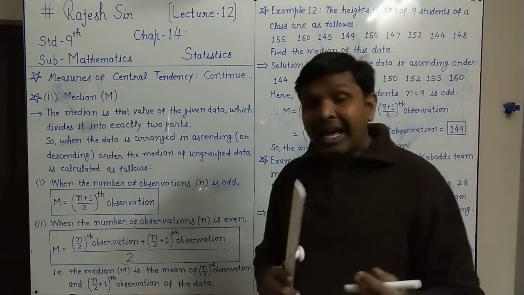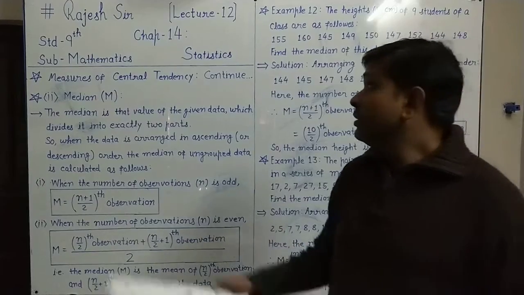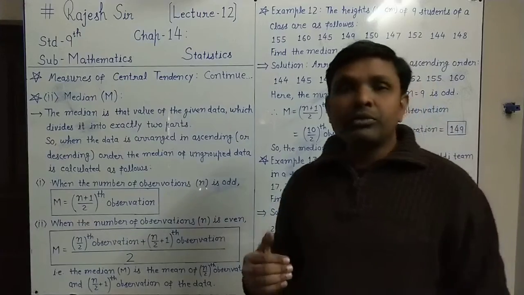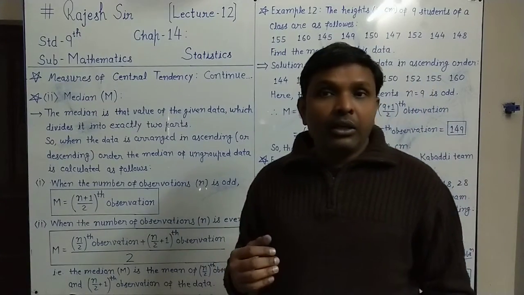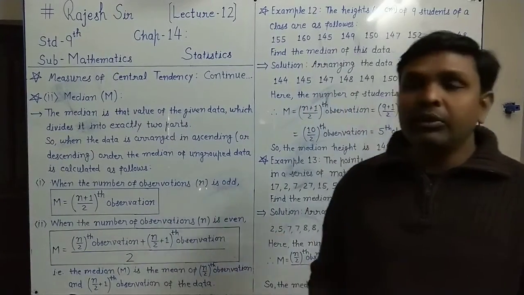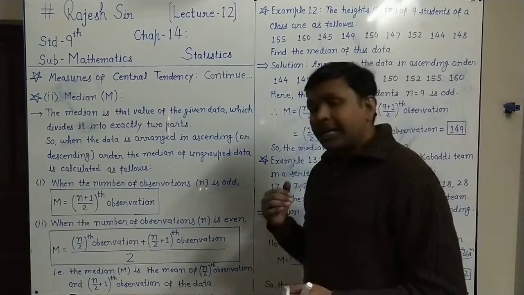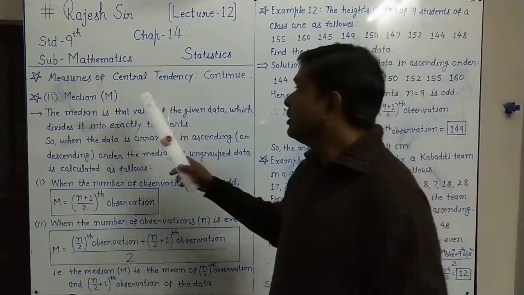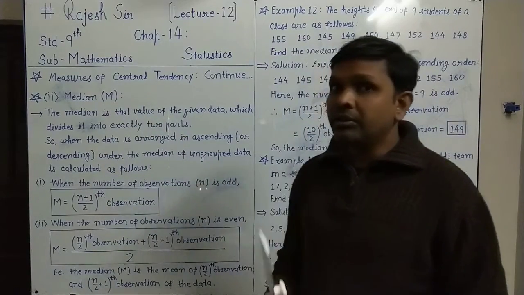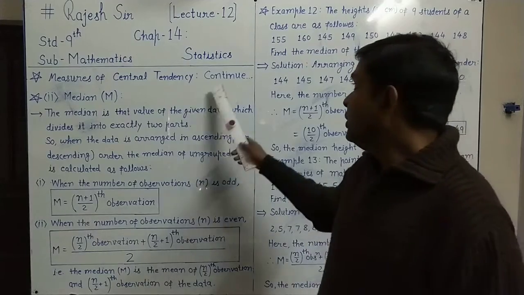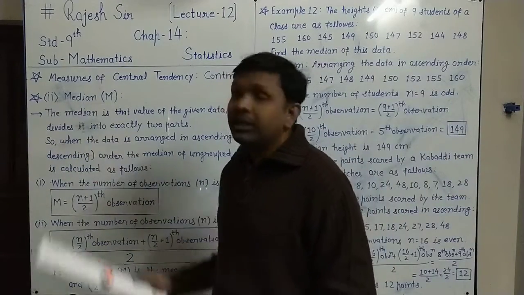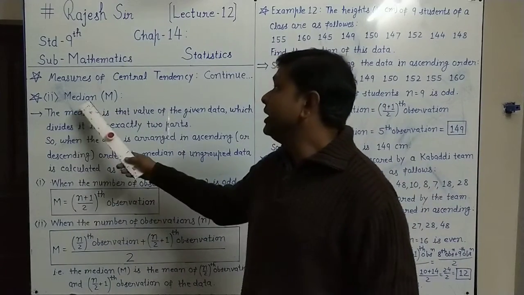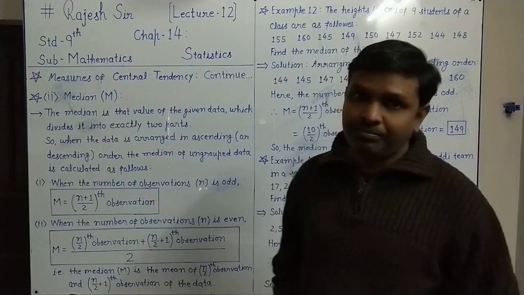We started the measures of central tendency in the last lecture, lecture number 11. You know that the measures of central tendency are a certain representative of the given data. The first one, the mean, we have seen in the last lecture. Continuing here, the second representative of the data that we will see is the median, denoted by capital M.